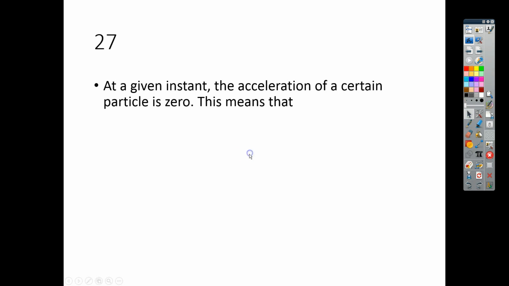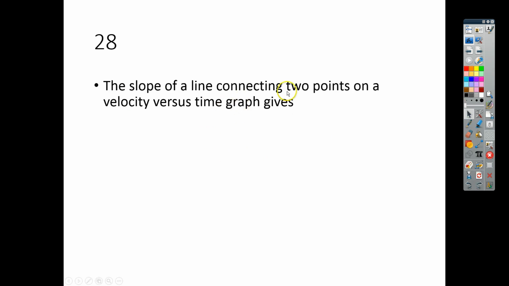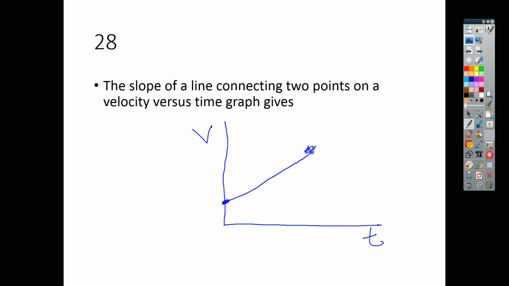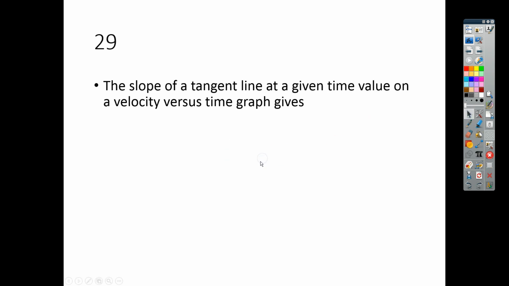Next one is number 28, and for number 28, the slope of a line connecting 2 points on a velocity versus time graph. So let's go ahead and draw a velocity versus time graph. And if I have 2 points and I connect those 2 points with the line, we know that acceleration is the change in velocity. So here I have a change in velocity divided by a change in time. So that gives acceleration.